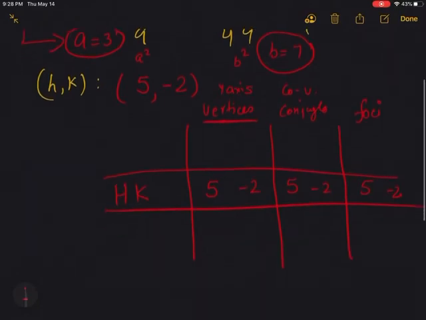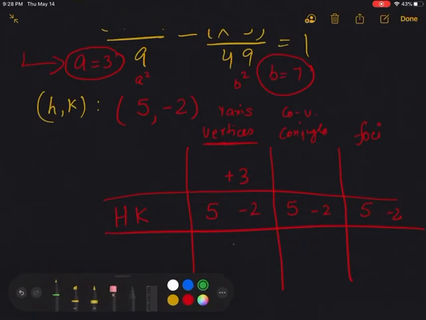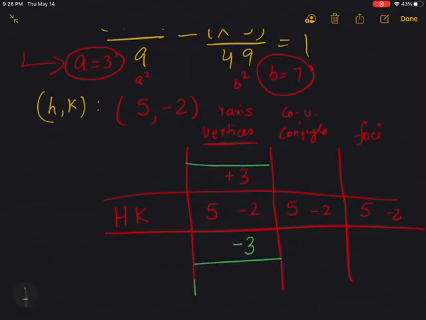So I repeat. Since it's on the y-axis, y would change, x stays the same. So in order to find the number above this h and k, I would add 3. In the bottom one, I would subtract 3. And then the x number would stay the same. So the top vertex would be at 5 and negative 2 plus 3, which is positive 1. The bottom one would be 5 and negative 5. So these are the two vertices for this hyperbola.